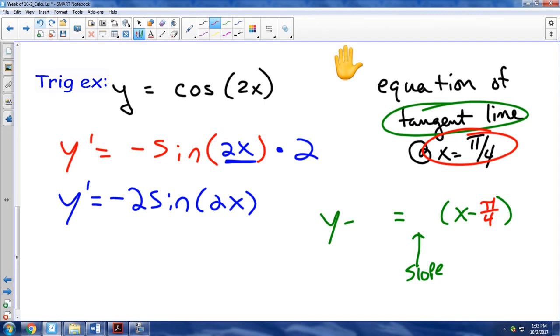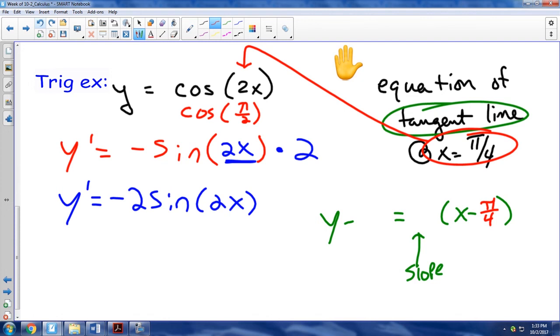Yes? Plug it into the equation. Which equation? The first one. The top one, yes, exactly. That's where people go downhill: they plug it into the derivative, but we don't want that. That's how we get slope. So here we plug in the pi over 4, which is times 2, so we need cosine of pi over 2. And cosine of pi over 2 we hopefully already know to be 0.